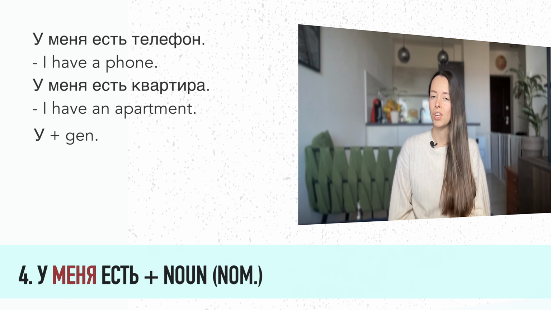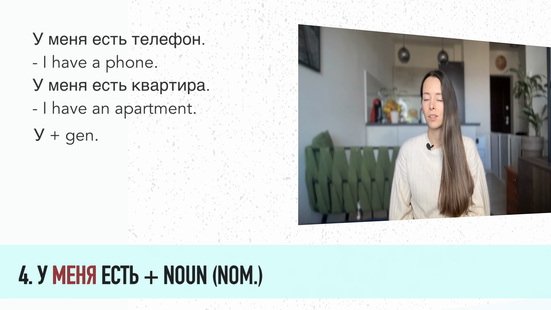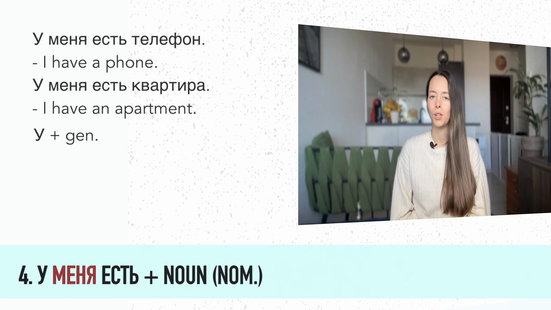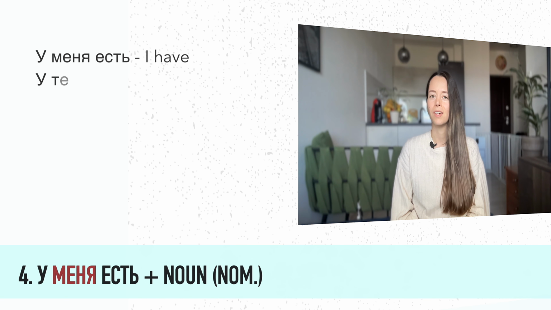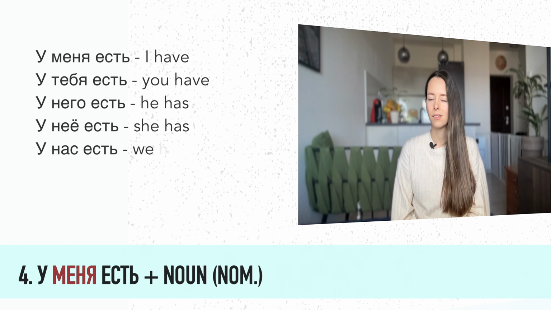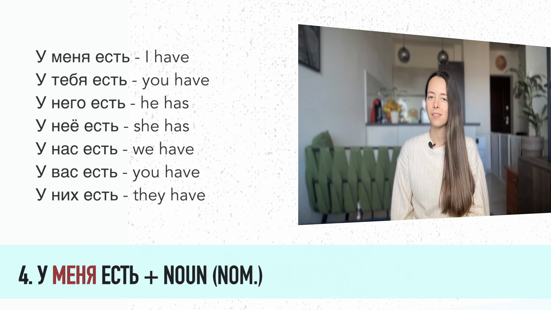If you want to change this and say something like he has or she has or you have instead of I have, then you will use the following forms. У меня есть, у тебя есть, у него есть, у нее есть, у нас есть, у вас есть, у них есть.